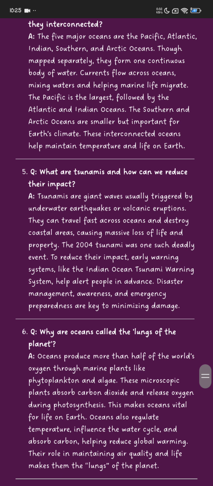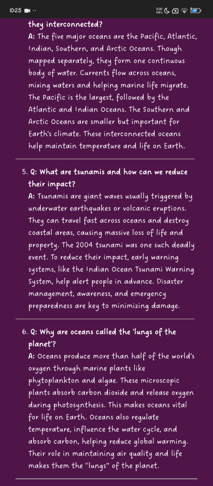Number 5. What are tsunamis and how can we reduce their impact? Tsunamis are giant waves usually triggered by underwater earthquakes and volcanic eruptions. They can travel fast across oceans and destroy coastal areas, causing massive loss of life and property. The 2004 tsunami was one such deadly event.